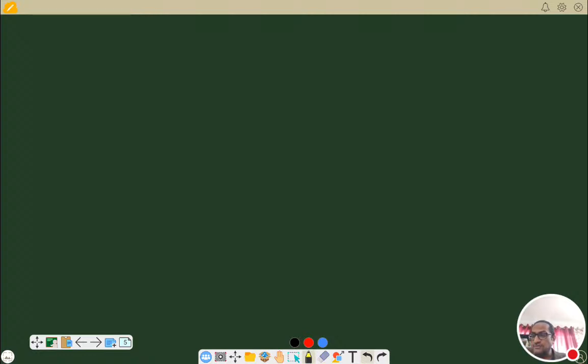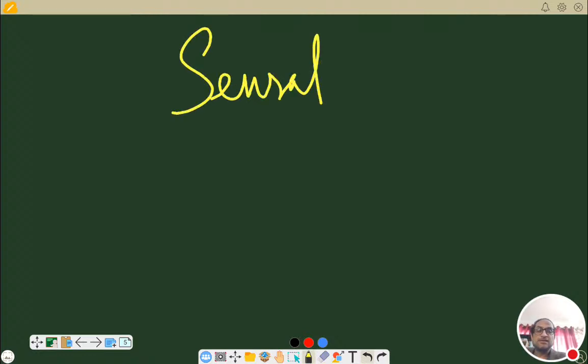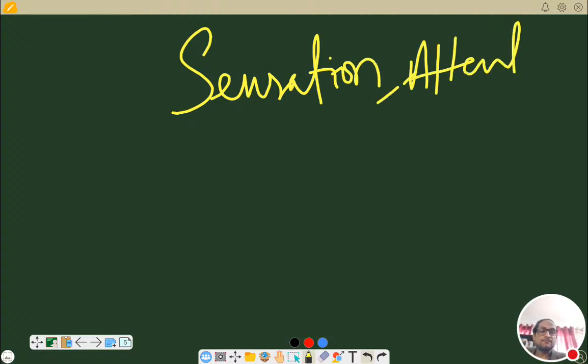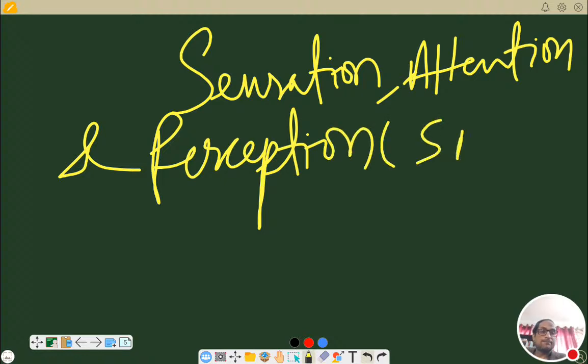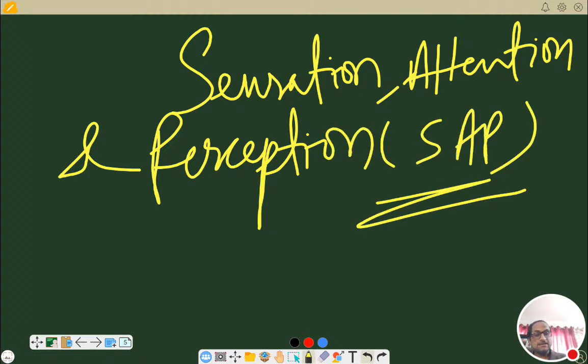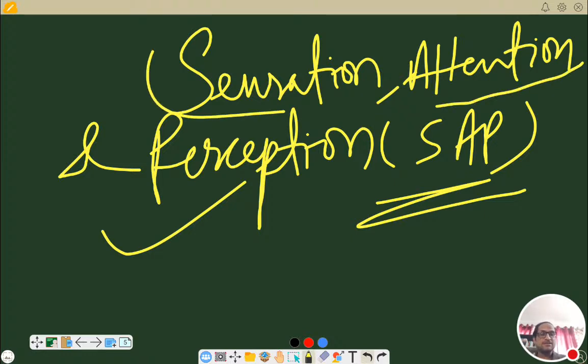What we are supposed to do is SAP: sensation, attention, perception. The problem is that this chapter is made complex again. You know why? Because there is no method of simplicity. Sensation, attention, perception, attention theories will come.